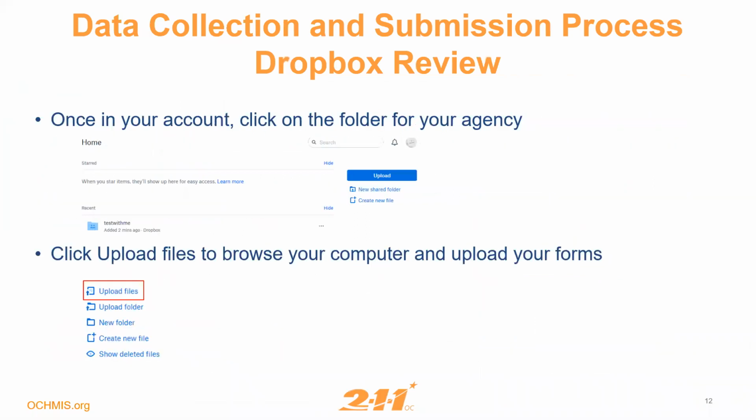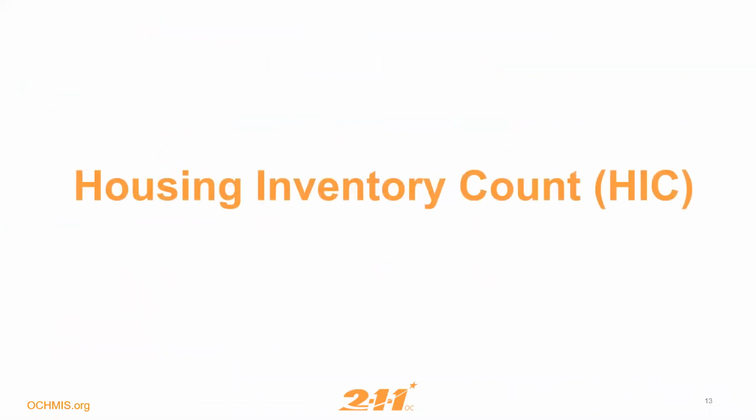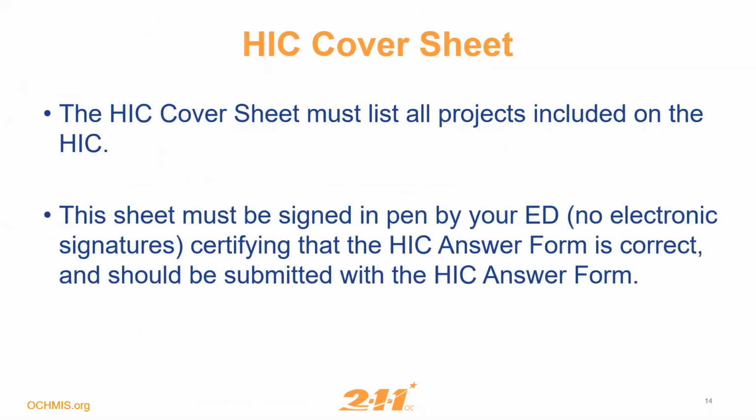So now we're going to go over the HIC. So first and foremost, there's the HIC Cover Sheet. The HIC Cover Sheet should list all of the projects included on the HIC. And this sheet must be signed by your executive director in pen, so no electronic signatures are allowed. And that is because the HIC Cover Sheet is meant to certify that everything on the HIC Answer Form is correct. And you should submit this HIC Cover Sheet whenever you submit your HIC Answer Form.